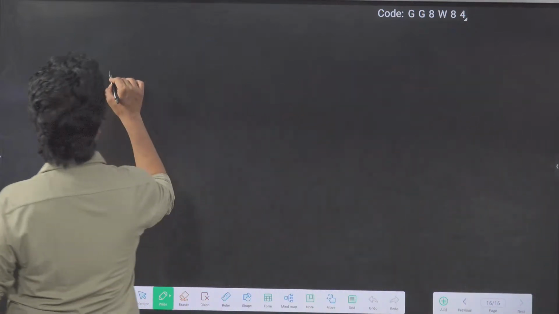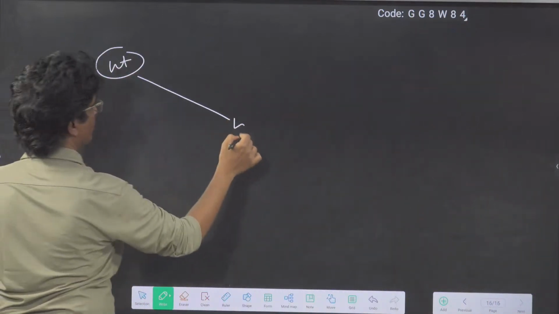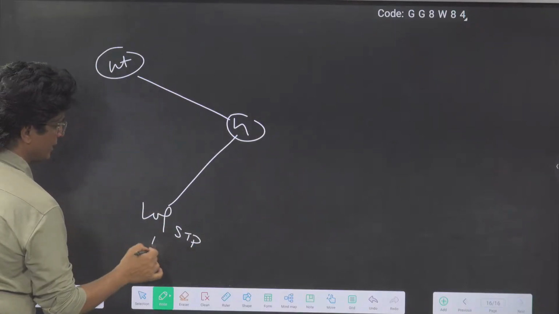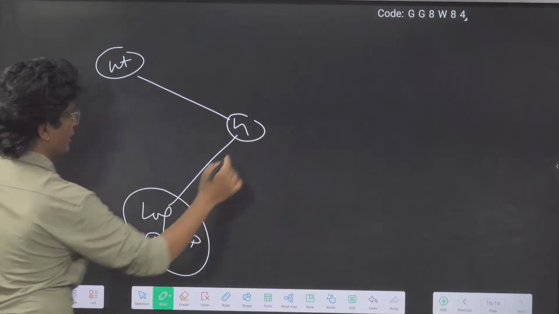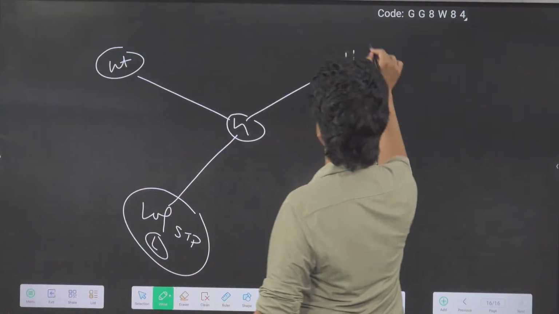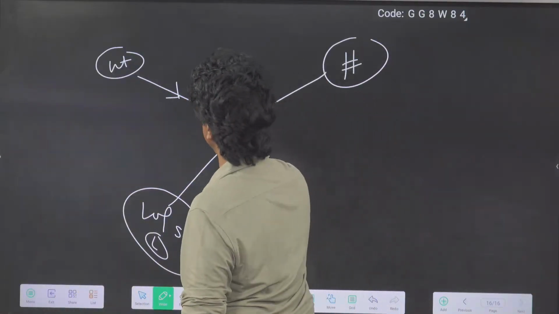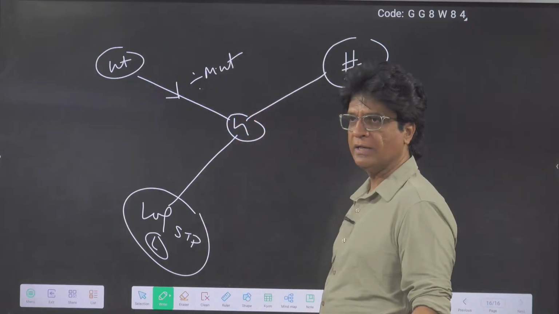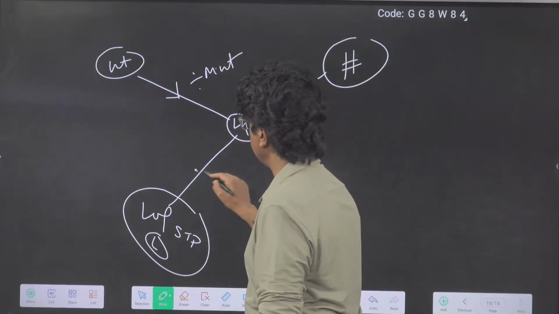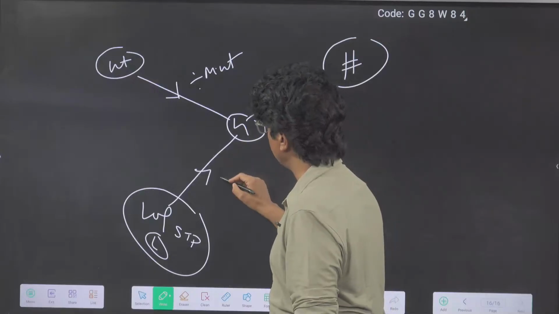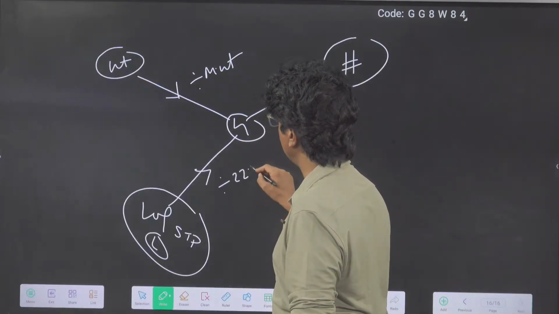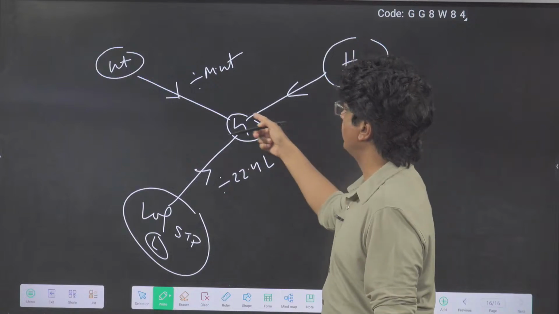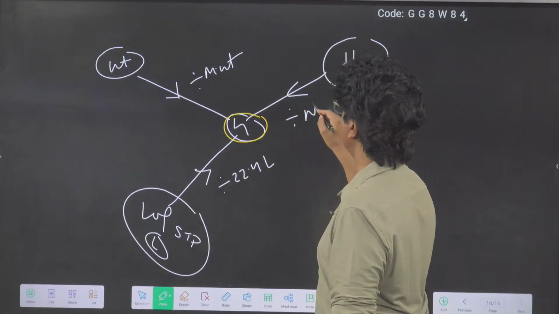I have taught you that weight, number of moles, volume of gas at STP in liters, and number of molecules. If you have to convert weight into number of moles, divide by molecular weight if it is a molecule, or else by atomic weight. If they have given you volume and you want number of moles, please divide by 22.4 liter, right? And if they have given number of molecules and you want number of moles, divide by Avogadro's number, right?